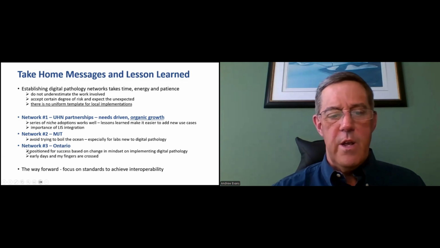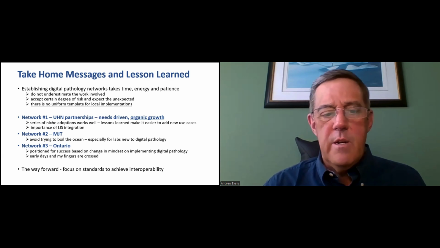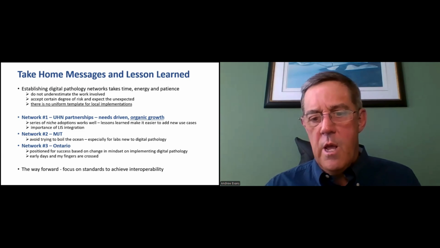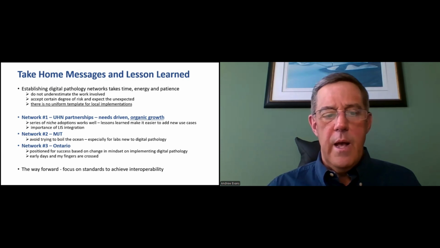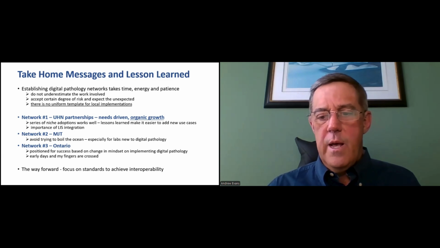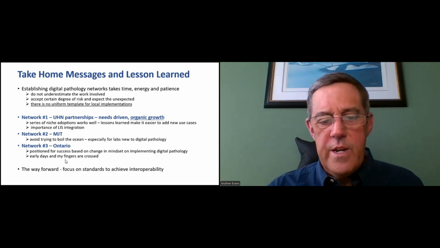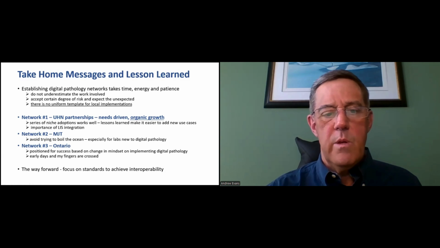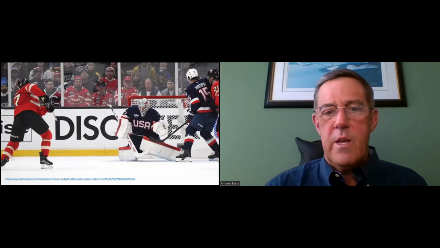Network 3 for Ontario, I think now we are positioned for success based on a change in mindset of implementing digital pathology, and a significant number of groups across the province that have either gone through an RFP process and have actually procured and implemented and are at various stages of validating and transitioning toward full digital reporting. I think we're nicely positioned now to move this forward. It's early days and my fingers are crossed. And I think ultimately the way forward here, we really need to focus on standards to achieve interoperability. And with that, I will stop with a picture that I think really makes us very proud as Canadians.